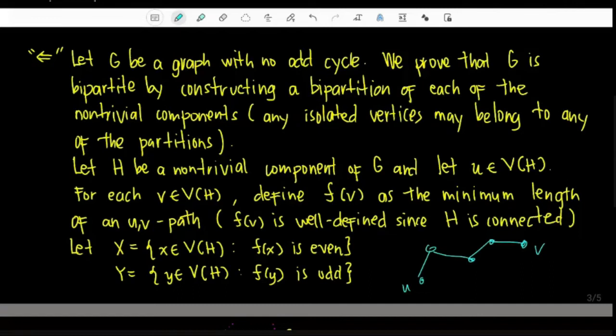That is always defined since H is connected, so there's always a path from U to B. Just get the shortest path, and the length of that path will give you the value of f(B). For example, in this particular instance, suppose that this is the shortest path from U to B, then f(B) is 4. So now we construct X to consist of all vertices x such that f(x) is even, and Y to consist of all vertices y such that f(y) is odd.